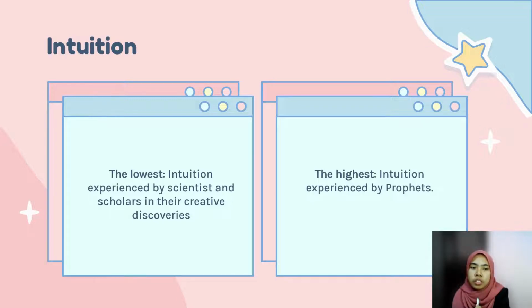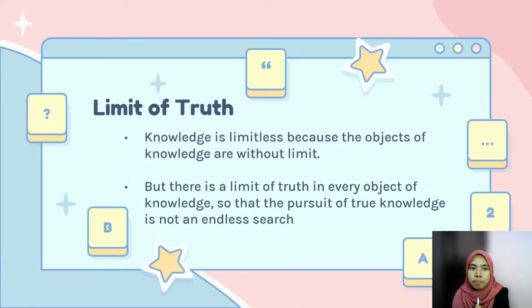Intuition: the lowest intuition is experienced by scientists and scholars in their creative discoveries. The highest intuition is experienced by prophets. Limit of truth. Knowledge is limitless because the objects of knowledge are without limit. But there is a limit of truth in every object of knowledge, so that the pursuit of true knowledge is not an endless search.